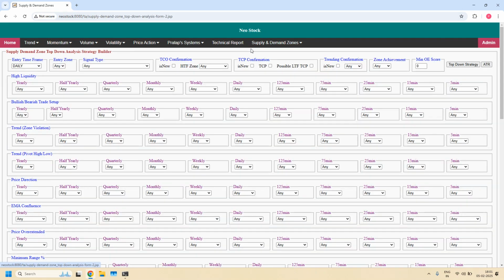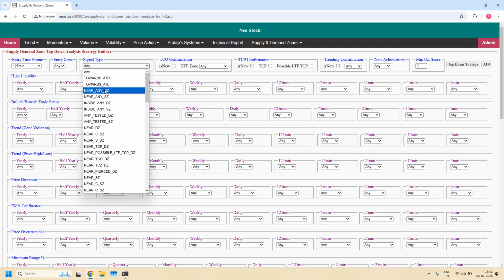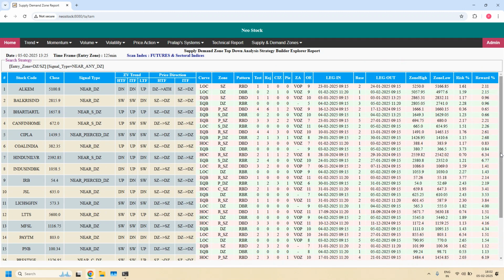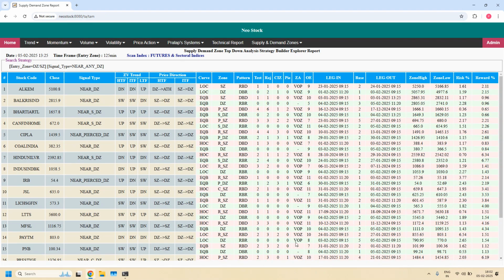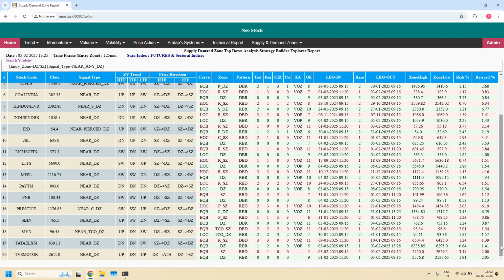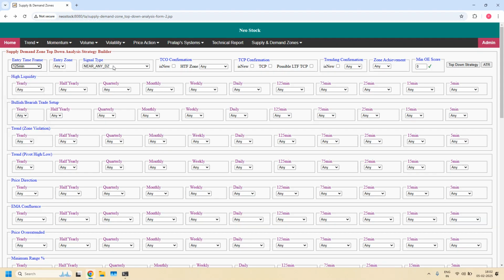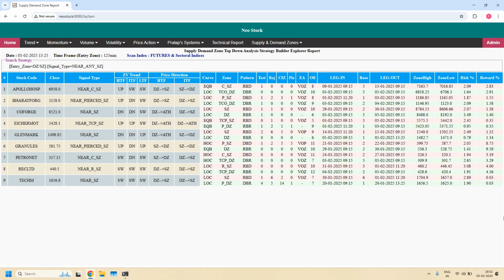Next time frame is 125 minutes. Stocks near 125 minutes demand zone, we got 20 stocks. First 15 stocks in the list. I'm scrolling the list down. So total 20 stocks. Okay, next 125 minutes time frame, stocks near 125 minutes supply zone, we got 9 stocks.